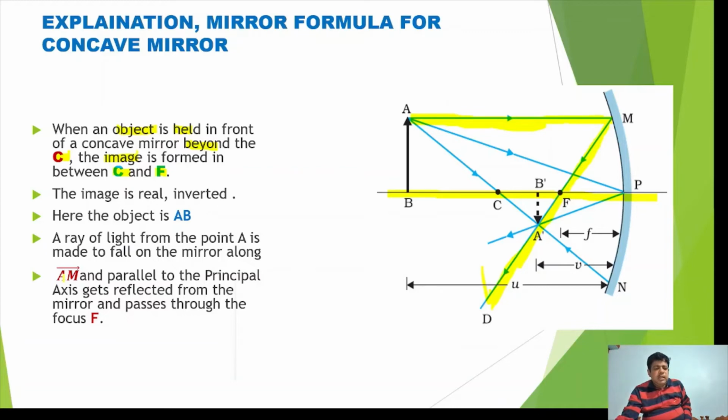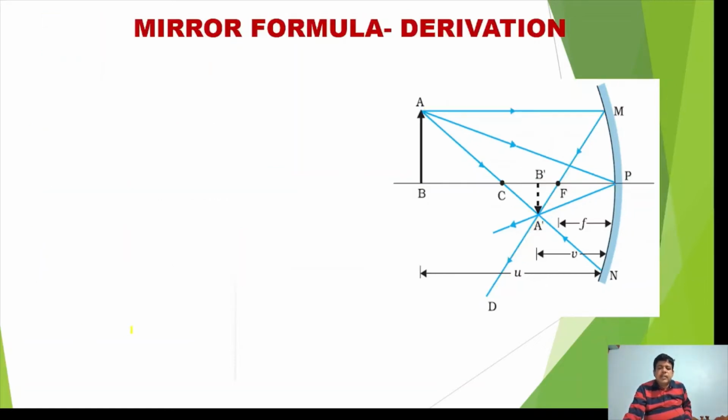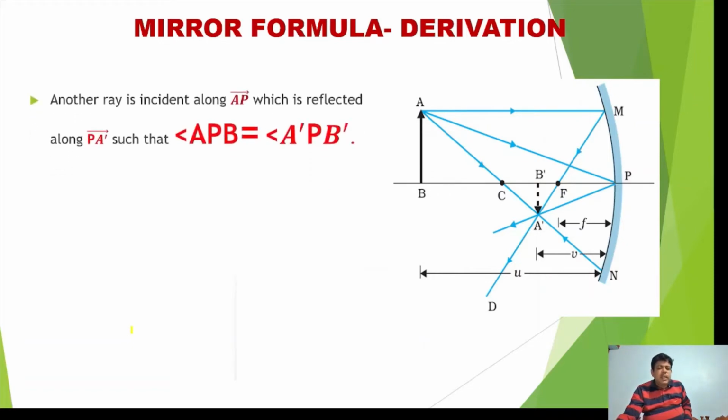Here you see a ray of light from the point A is made to fall on the mirror along AM, parallel to the principal axis, and gets reflected from the mirror at the point M and passes through the focus F. Yes or no? Right? And here you see another ray. The other ray is AP. Are you looking here?